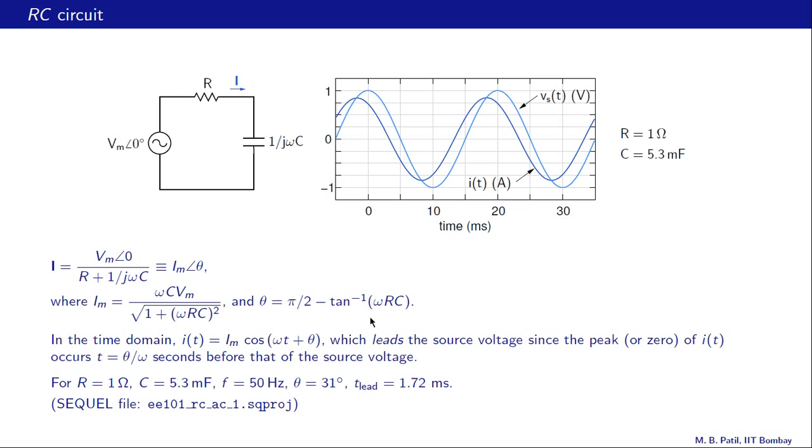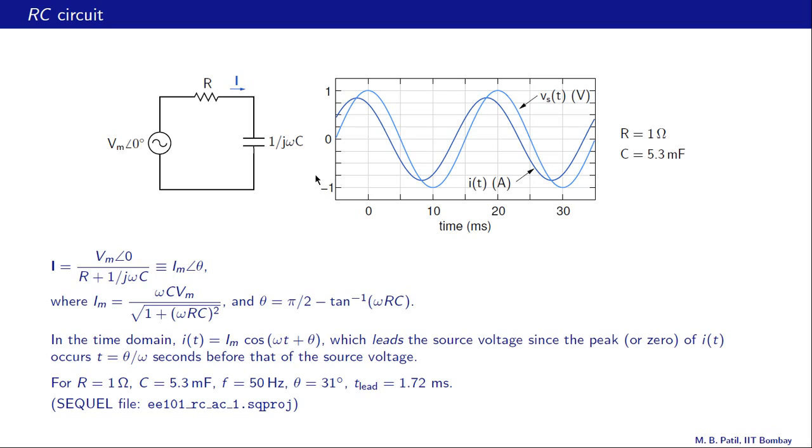Now this tan inverse omega RC can vary from 0 to pi by 2, and therefore this angle is basically a positive angle. In the time domain, we write the current as Im cos(omega t plus theta), and now let us calculate theta for some component values. Say R equal to 1 ohm, C equal to 5.3 millifarad, and f equal to 50 Hertz. For this combination, theta turns out to be 31 degrees, and that corresponds to a time of 1.72 milliseconds. Alright, now let us ask this question: when does I of t go through its peak? And that happens when omega t plus theta becomes equal to 0. That means t is equal to minus theta divided by omega, and that time is exactly 1.72 milliseconds.